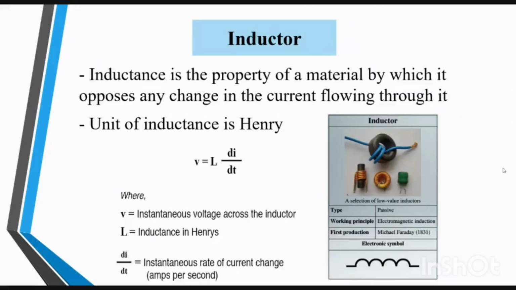Inductor. Inductance is a property of a material by which it opposes any change in the current flowing through it. The unit of inductance is Henry, and the equation is V equals L di by dt, where V is the instantaneous voltage across the inductor, L is the inductance in Henry, and di by dt is the instantaneous rate of current change, that is in ampere per second. The different types of inductors are shown in the figure, and also the electronic symbol for the inductor is given.